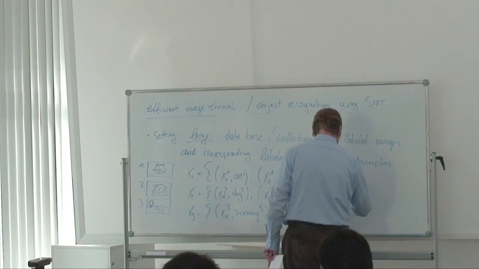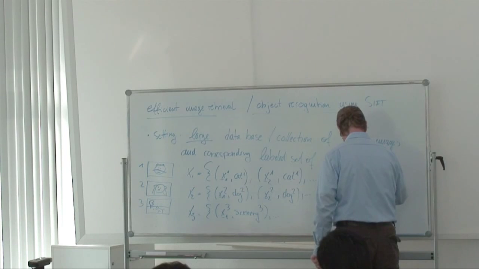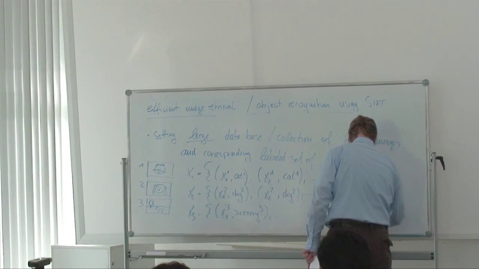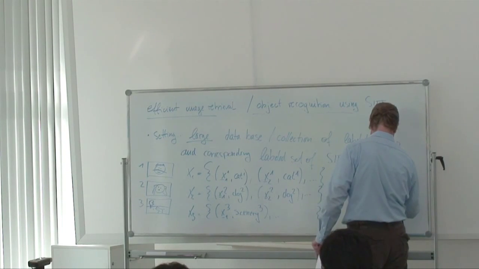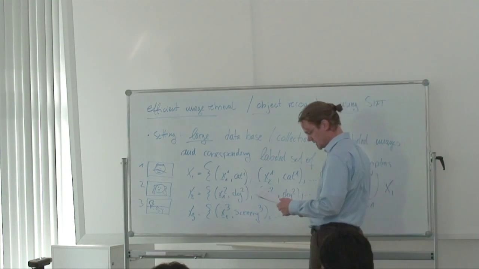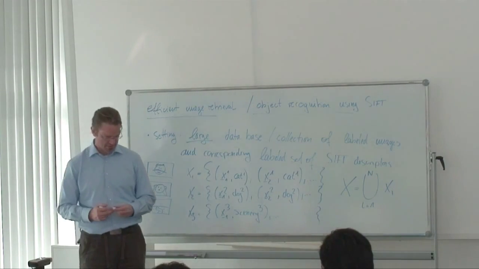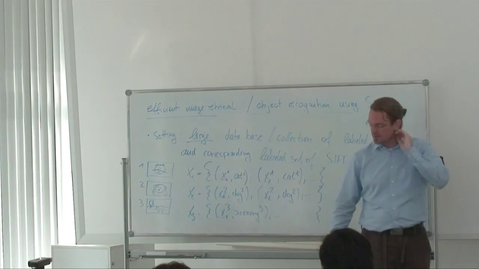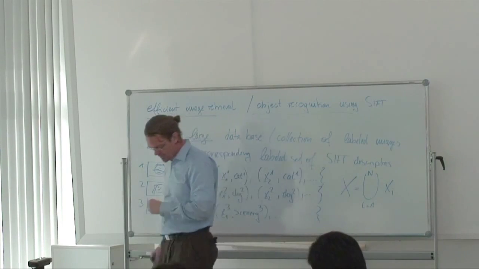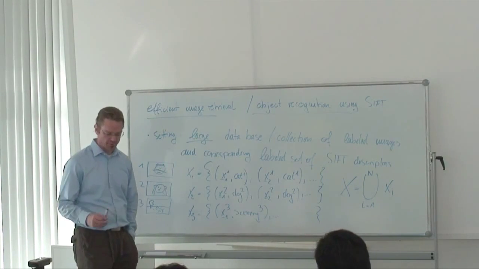And in total we therefore have a very large set X, which is the union, i ranging from 1 up to capital N, of these local, say, image-specific sets. Now, for whatever reason, I do not use the term which I want to talk about now in my notes at this point.